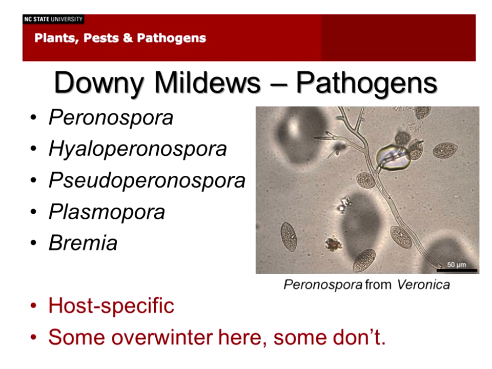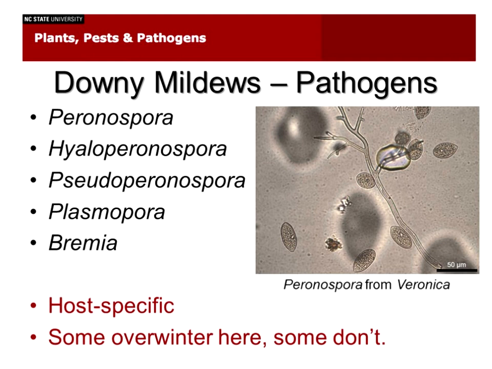The pathogens themselves are all in the same order, the Peronosporales, but there are several genera. What used to be just Peronospora is now broken up into Hyaloperonospora, where hyalo just means clear because the sporangia are clear, and Pseudoperonospora, as well as other genera like Plasmopara and Bremia, which I haven't seen here in North Carolina.